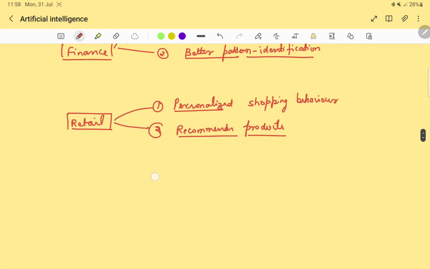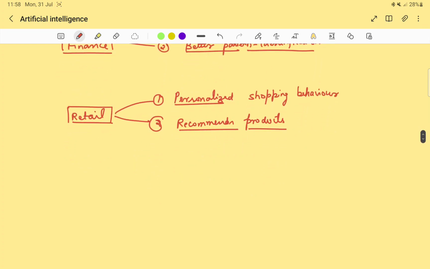Okay, then we can also go into manufacturing. In the manufacturing sector, again, it can actually help us predict machine failure, minimize downtime, and reduce maintenance cost. So we can write that it can help us predict machine failure.